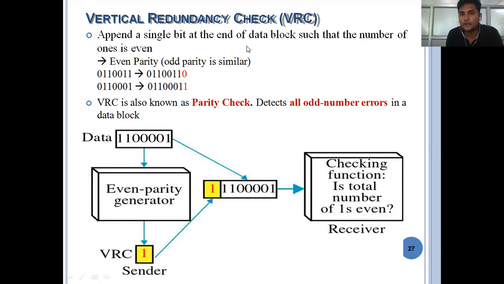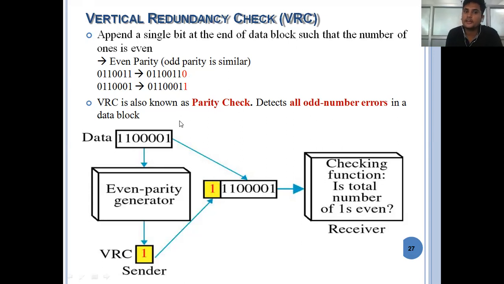So append a single bit at the end of data. Append means add. You have to add one bit. It may be a 0 or it may be a 1. Append a single bit at the end of the data block such that the number of 1s is even. When it is already even parity, we have to add 0 to the end. When it is odd parity, we have to add 1. That's what they say.